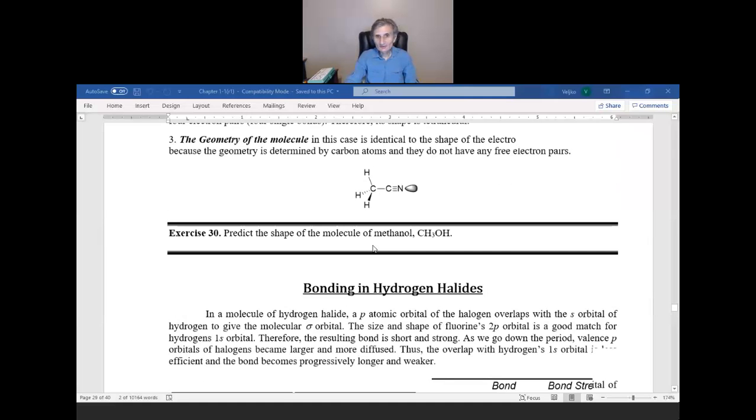Now note that for a larger molecule like this, we cannot tell about the overall geometry of the molecule. You can tell that this carbon is tetrahedral and this CN group is linear, or this carbon has linear geometry. But the overall molecule doesn't really have any particular geometry. We can only talk about segments of the molecule.